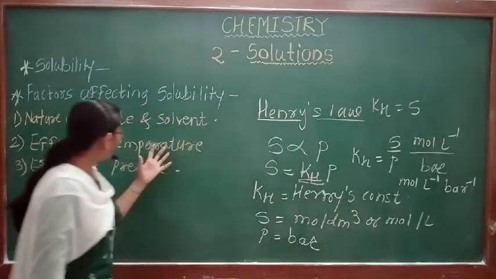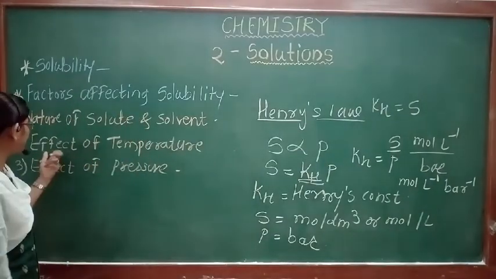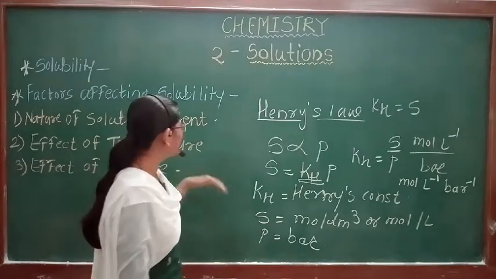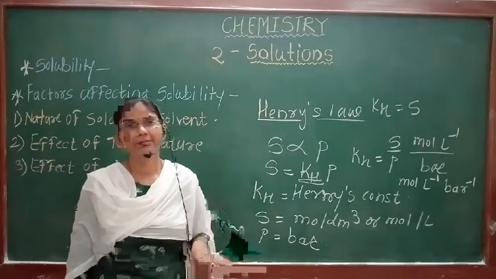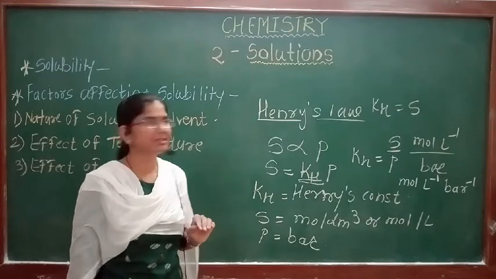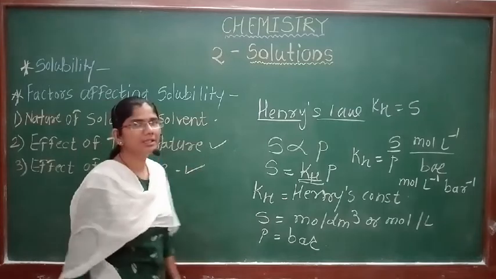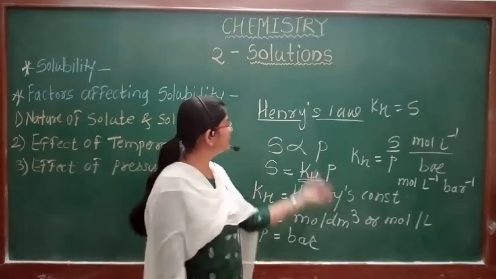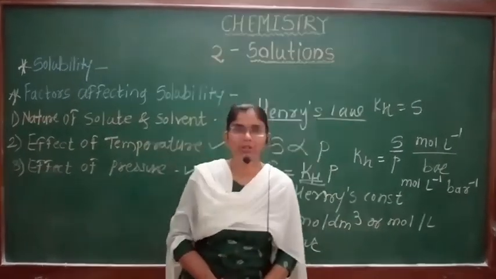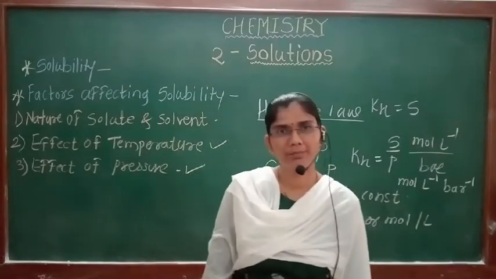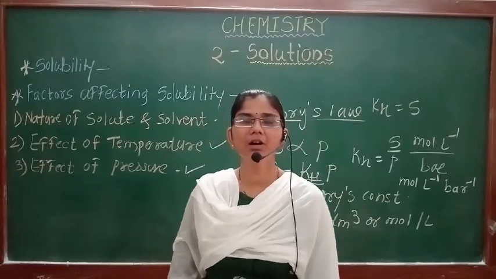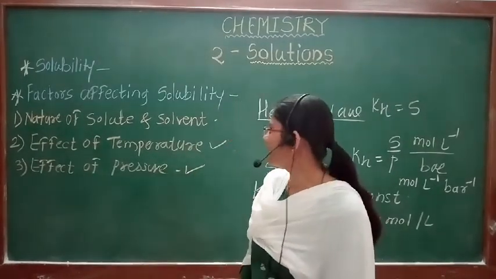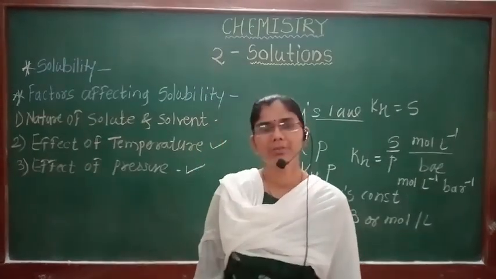So this is the third factor which affects solubility. The second one is the effect of temperature: in general, as the temperature increases, the solubility of a solid in a liquid increases, but the solubility of a gas in a liquid decreases. In the third factor, the effect of pressure, the solubility of a gas in a liquid is directly proportional to pressure, as given by Henry's law. So in today's module we have completed all the factors affecting solubility: the first is the nature of solute and solvent, the second is the effect of temperature, and the third is the effect of pressure.